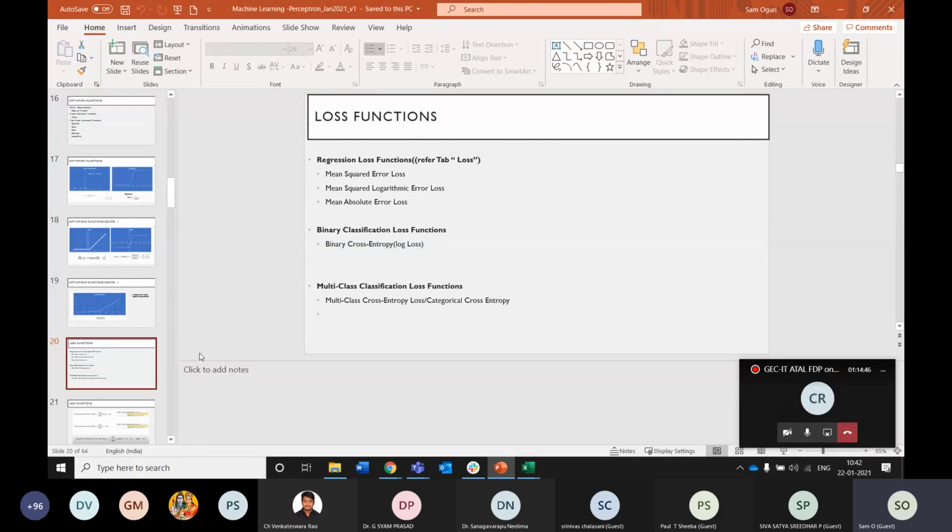So loss functions can be primarily classified into three major groups. This is very basic stuff that I'm telling you. There might be many loss functions, but these are the basic loss functions which every person should be aware of. They can be classified into regression loss functions, binary classification loss functions, and multi-class loss functions. When it comes to regression loss functions, there are three: the mean squared error loss, the mean squared logarithmic loss, and the absolute loss function.